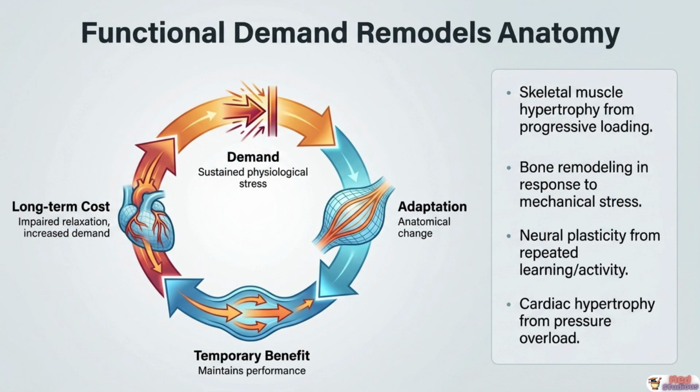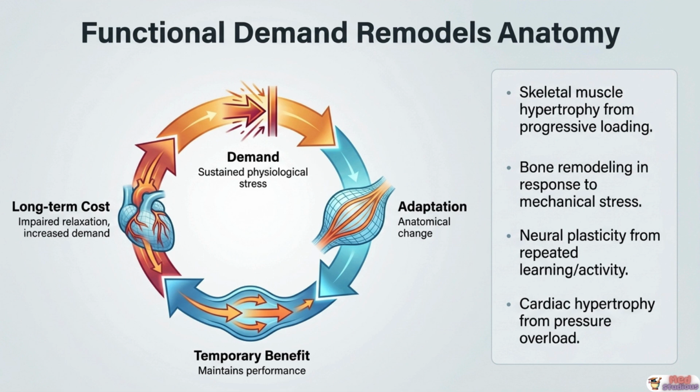Structure affects function, but function can also reshape structure. Repeated exercise can produce skeletal muscle hypertrophy. Mechanical loading influences bone remodeling. Sustained pressure overload can thicken the ventricular wall. Repeated neural activity can strengthen or reorganize connections.